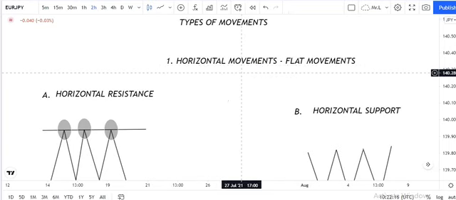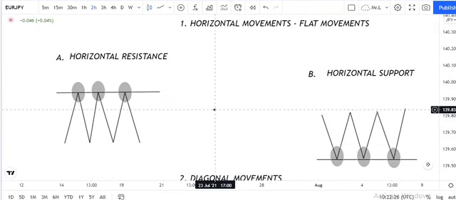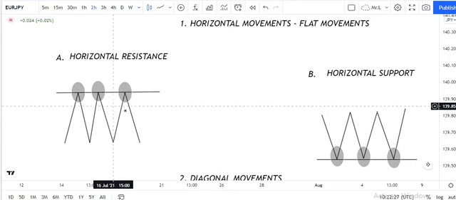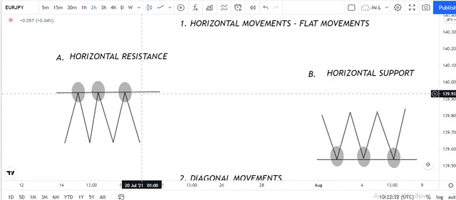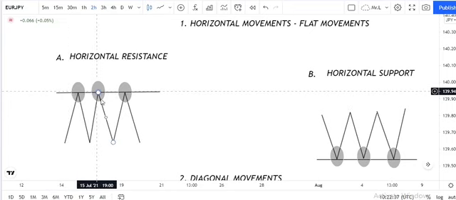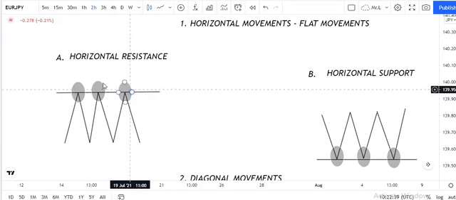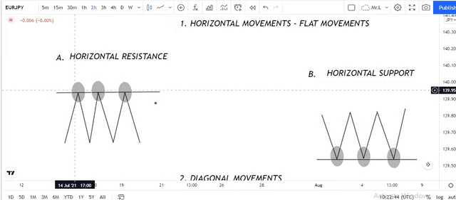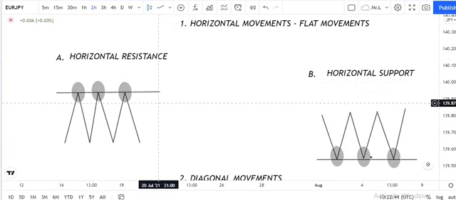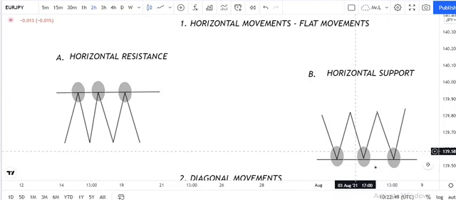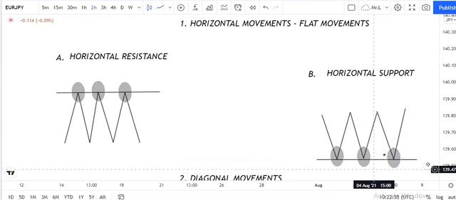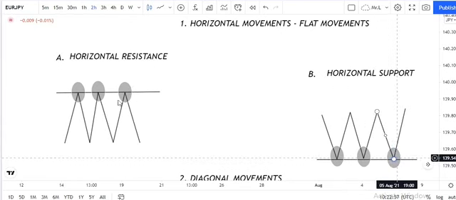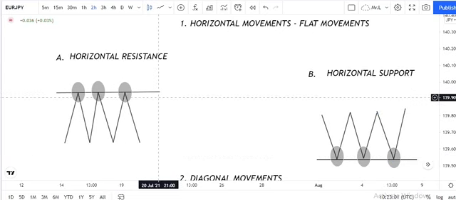Horizontal resistance is where the market rejects at the top. As you can see, I marked it. So this line will serve as a resistance. It will serve as a boundary. Remember, whatever rejects at the top, we sell it. So horizontal resistance is a flat movement. And then we have horizontal support, where the market is rejecting at the bottom. Whatever rejects at the bottom serves as a support, and we buy it. Whatever rejects at the top, we sell it.